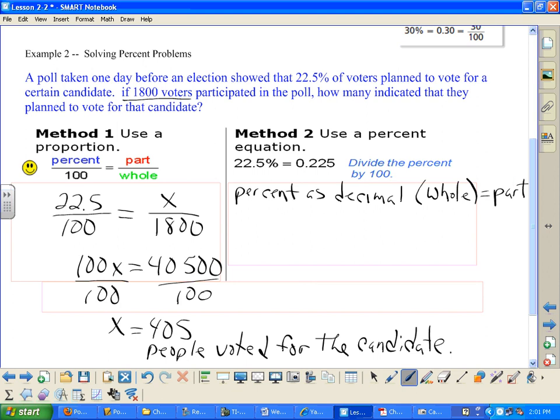Right, so we change it to 0.225 times 1800 will equal our value of x. And still, is that going to give us the same thing? Definitely will, 405. So you actually have two different ways you could do it. You could set it up as a proportion, where you have the percent over 100 equals a part over the whole. Or you can take the percent as a decimal, multiply it by the whole, and then that will give you the part.